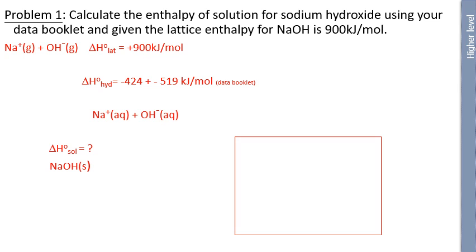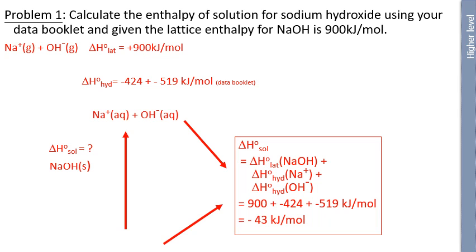So the delta H naught of solution of sodium hydroxide will be the following. It will be the delta H naught lattice of sodium hydroxide plus the delta H naught of hydration of sodium ions plus the delta H naught of hydration of hydroxide ions, just like in Hess's law. It will be 900 plus negative 424 plus negative 519, which will give negative 43 kilojoules per mole. An exothermic process, which is what you actually feel if you add sodium hydroxide to water. It feels hot.